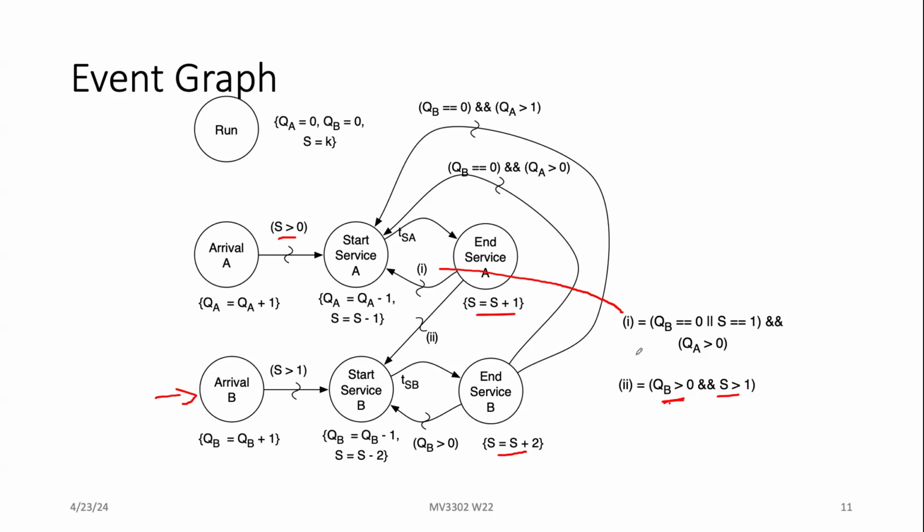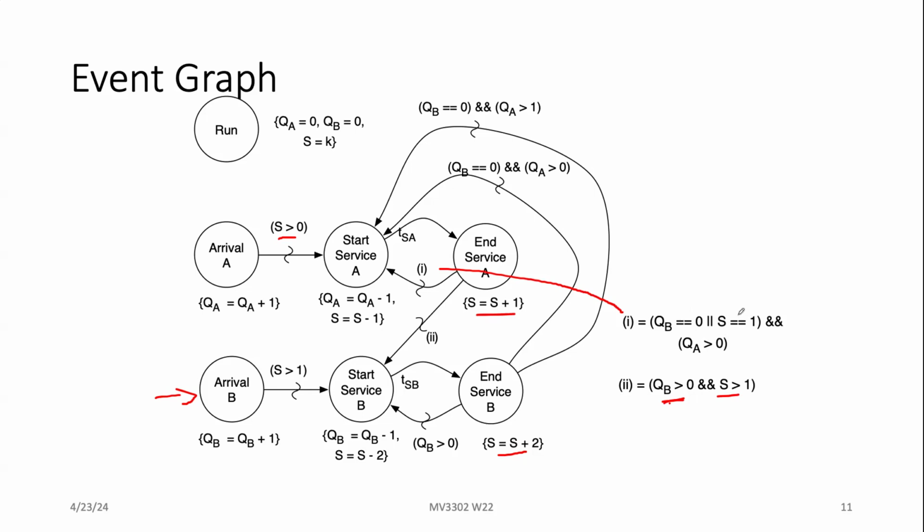On the other hand, what if that's not true? Under what condition might we schedule a start service on the unpreferred one? Basically, if you recall your Boolean logic, basically not this. And when we not an and, it turns into an or and flips both of them. So not (q bigger than 0 and s bigger than 1) is q equals 0 or s equal 1.